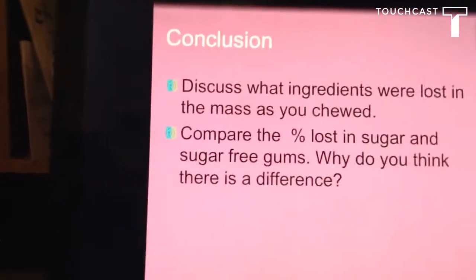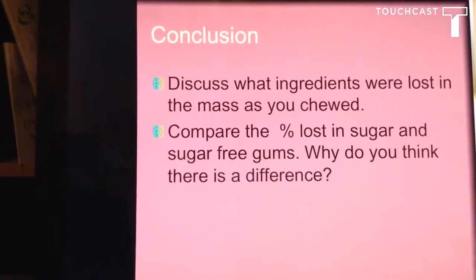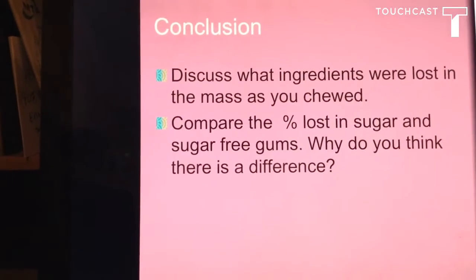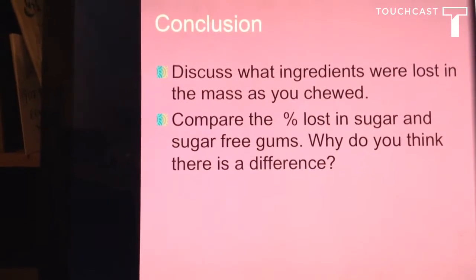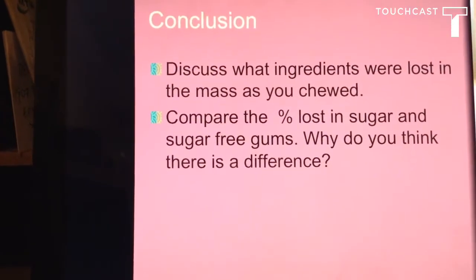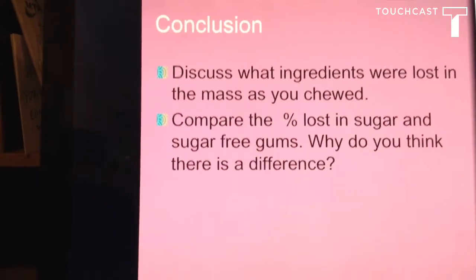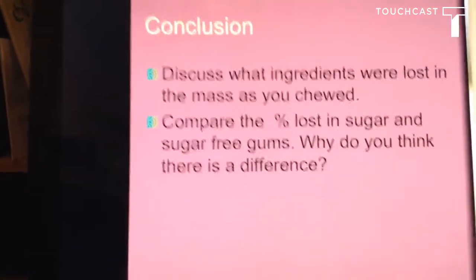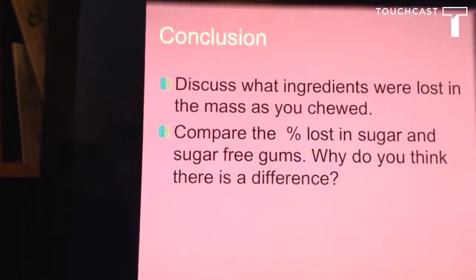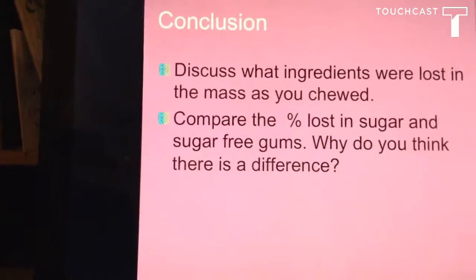In your conclusion, I want you to discuss what ingredients were lost in the mass that you chewed. Again, this is where you need your wrapper. And then compare the percent lost in the sugar and sugar-free gums, and why do you think there is a difference? All right. For your data and calculations, you're going to have a data table with everybody's data.